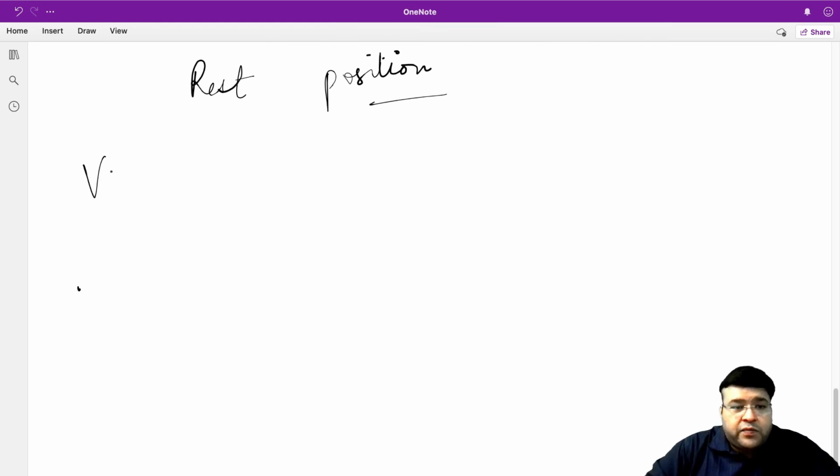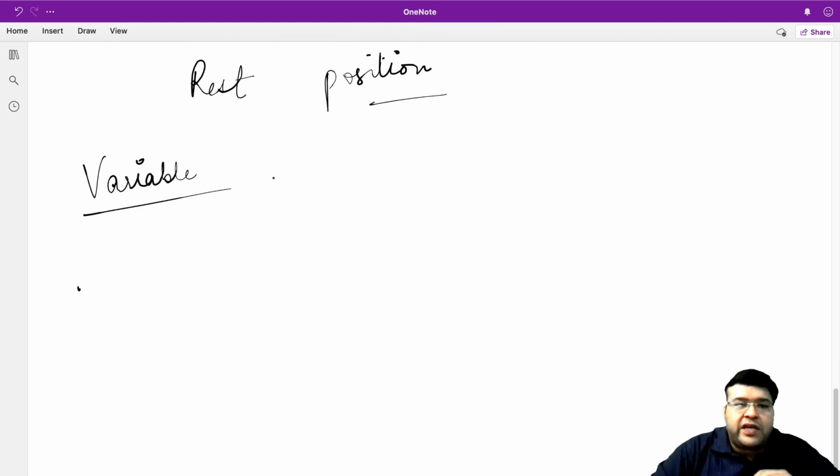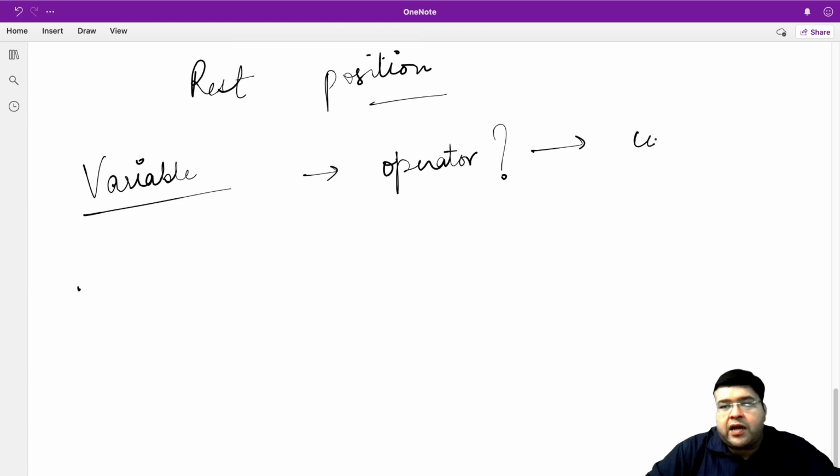Once you're done with this, we have the variable determinants of occlusion. Now, these determinants are most important for the operator. Why? Because we can control these.